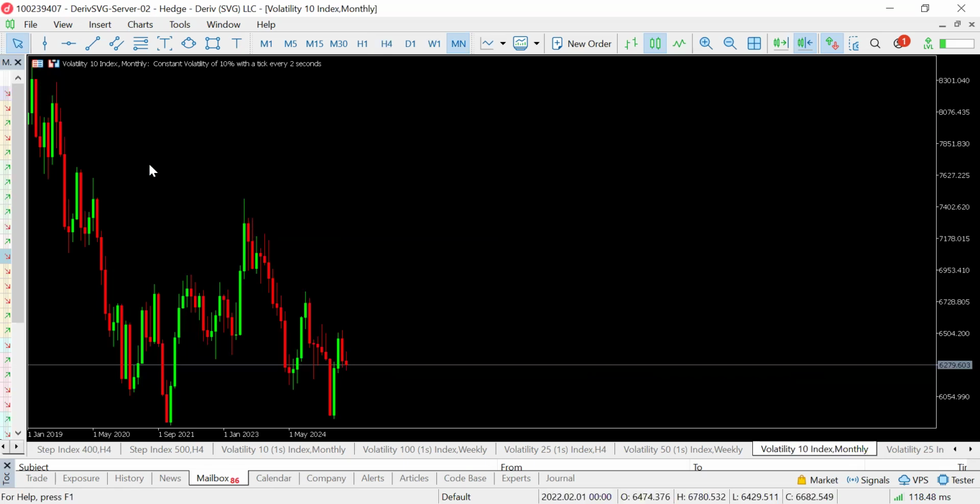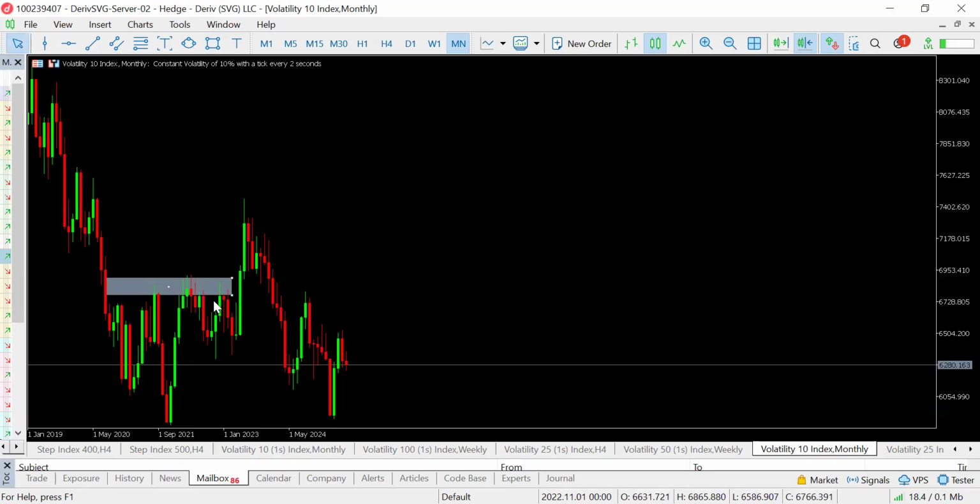So mainly looking at what we have before us, on the volatility 10 index monthly time frame, if I start from the very beginning, it made a low, made a lower high, a lower low, lower high, lower low, lower high, lower low. It made a double top here, trying to take out the previous lower high, but couldn't really do so.